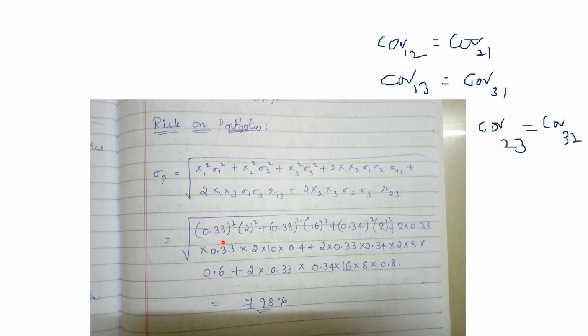then you are going to get it as, so you calculate all these values, substitute the values and calculate, then you will be getting the value as 7.98%. So this is risk on portfolio for 3 securities. One is a return on portfolio for 3 securities and risk on portfolio for 3 securities.